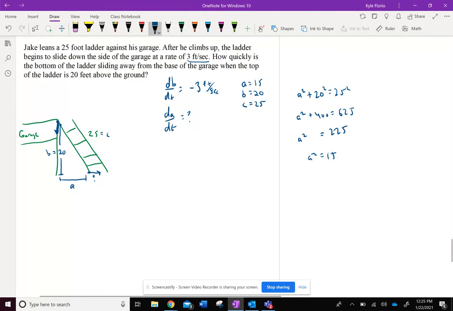So if A is 15, we've got A, B, and C. Do I have an equation that relates the three together? I sure do: A squared plus B squared equals C squared. Now, one thing to recognize here is A and B, those distances are changing, but C is the ladder. The ladder isn't changing. The ladder is always 25 feet. So A and B are not constant, but C is a constant. So this is really just going to be 25.